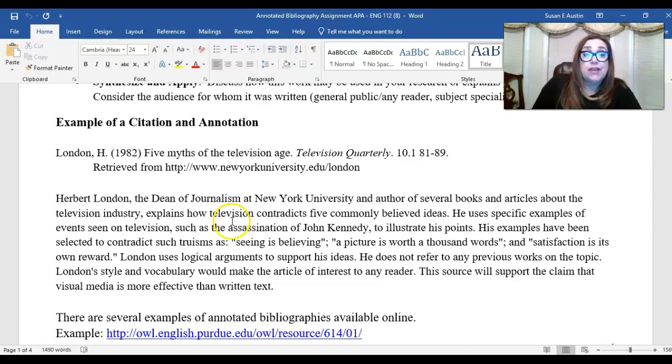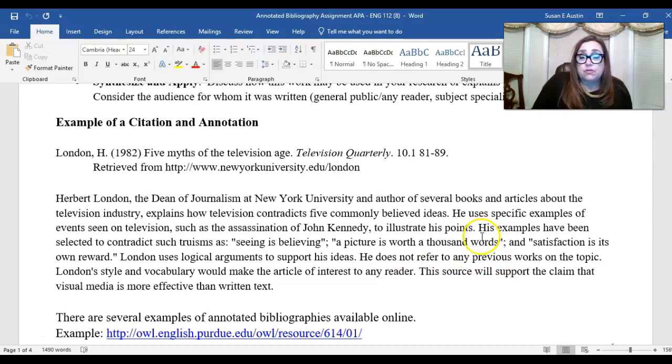And if you don't do that, you will get dinged by a few points every time you don't do it. So it would be better if it said in this article, Herbert London does this, or in this book. That way you just quickly identify it for the reviewer. Next, we're going to see how the student evaluates some of the information.